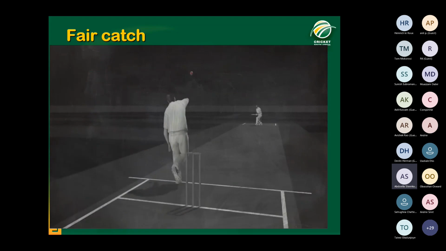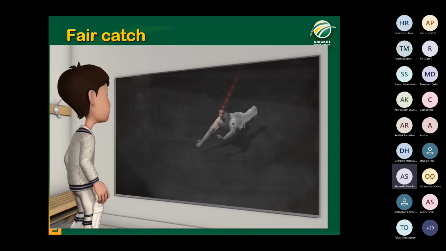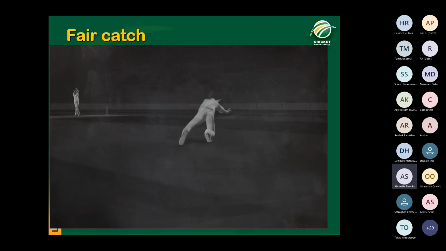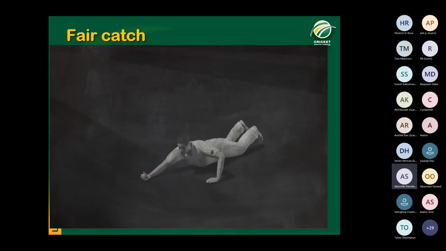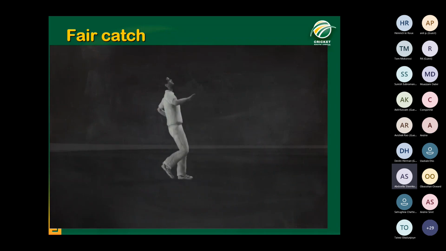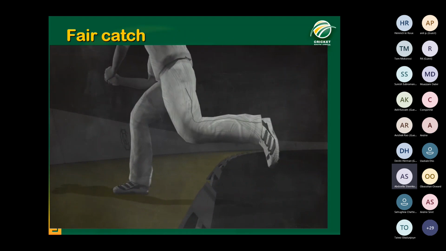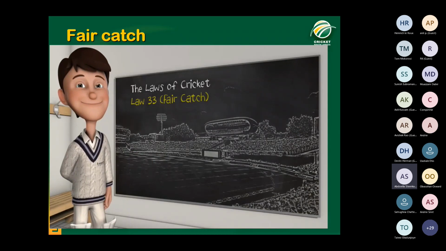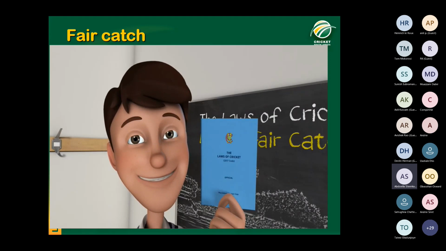Perhaps the main criterion for a catch to be considered fair is that the ball must not touch the ground before being caught. Here, for example, the ball does not touch the ground even though the hand holding it does so in effecting the catch. This is a fair catch. And then there is the question of catches near the boundary. This is such an interesting subject that we've given it a film all of its own. To catch up on everything to do with catching, simply refer to Law 33 in the Blue Book.